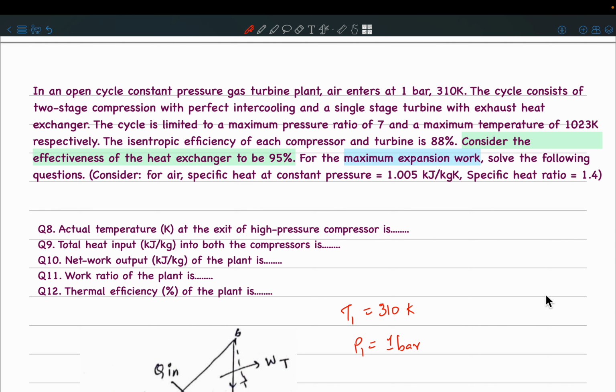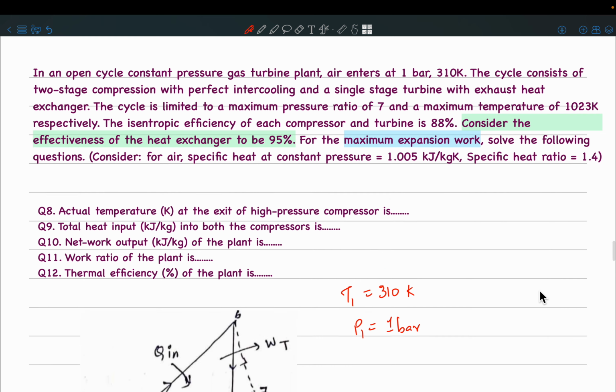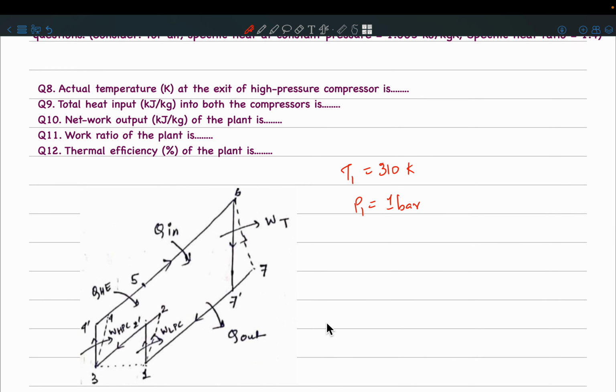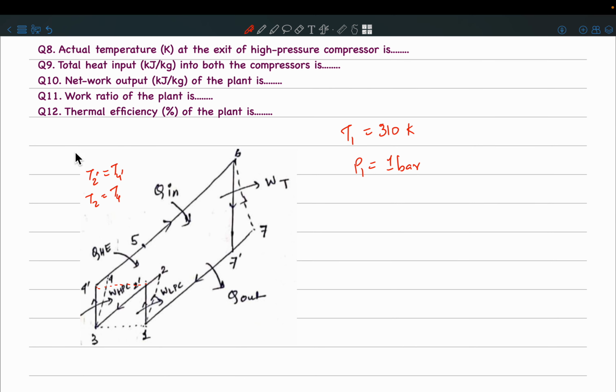The cycle consists of two-stage compression with perfect intercooling. So again, we remember what happens in perfect intercooling. You have these two temperatures going to be the same, right? So T2 prime is equal to T4 prime, and T2 is equal to T4. Let me just make the axis over here.